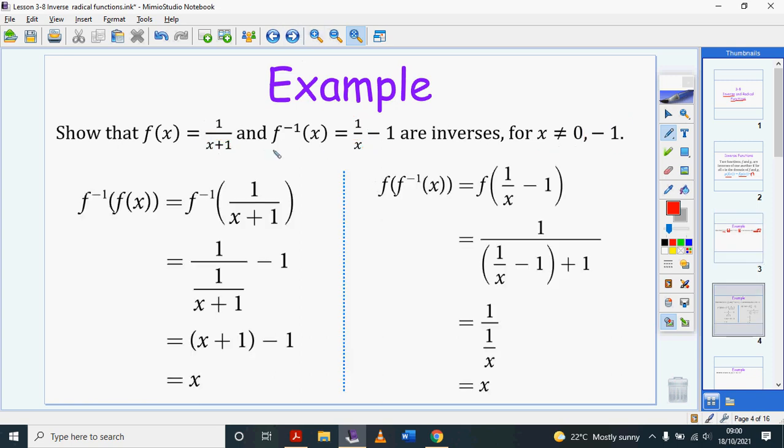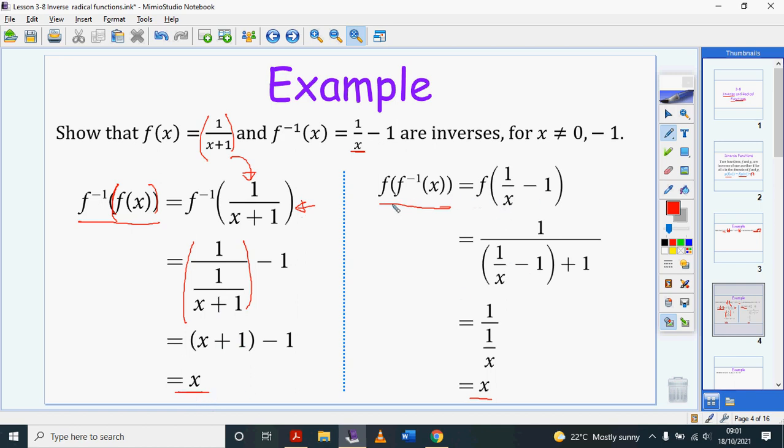If I want to show that they are inverses, all I would have to do is try to find this composition. F inverse of f of x must be equal to f of the f inverse of x, and both of them must be equal to x. So I'll start by trying to put the f of x as the input for the inverse function. F of x says 1 over x plus 1, and that's what I put as the input for the inverse function. So I'll have f inverse of 1 over x plus 1. And that inverse function says take 1 and divide it by x, which is what we have here. 1 is divided by x, and then I subtract 1 because the x was this input. And when you do the math, I hope you can see that this breaks down to just x.